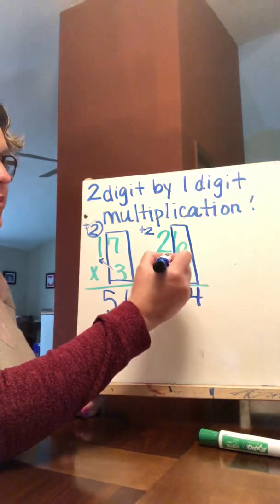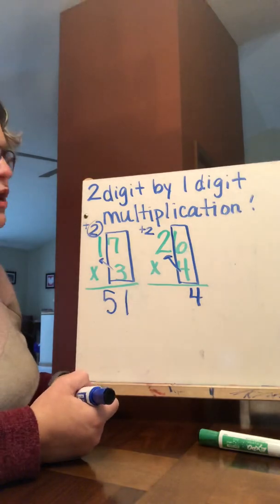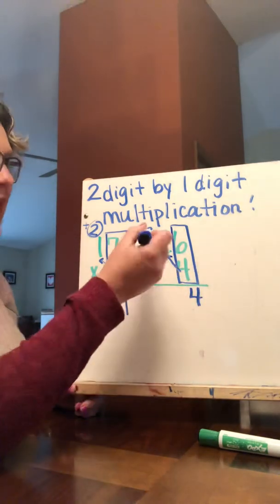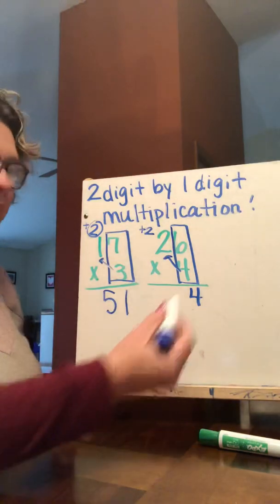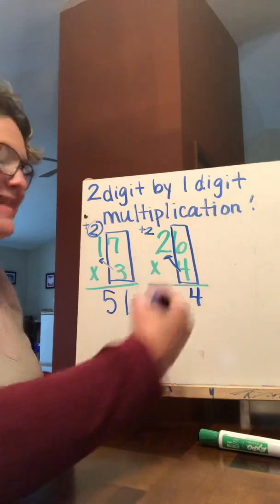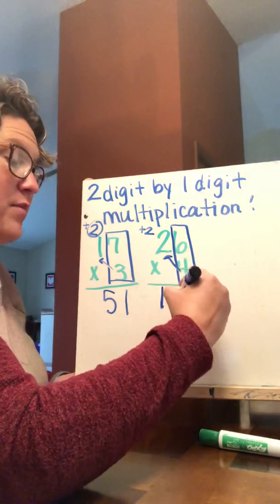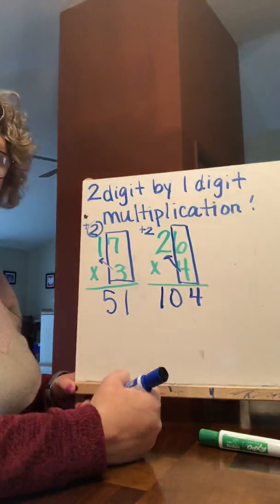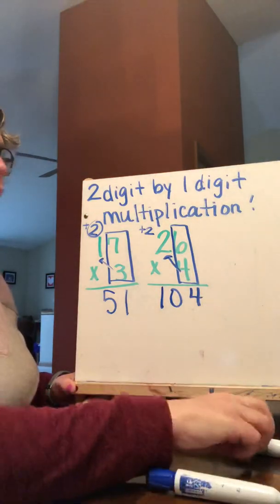If you need to put a little plus sign up there to remind you, go ahead and do that. Now I want to multiply my 4 times my 2. 4 times 2 is 8, and I add my 2 from the ones. So 8 plus 2 is 10. I don't have any other numbers to multiply, so I put my 10. 26 times 4 is 104.